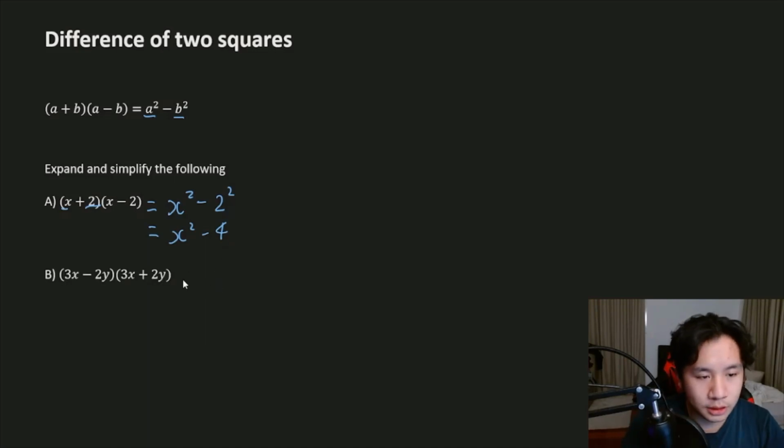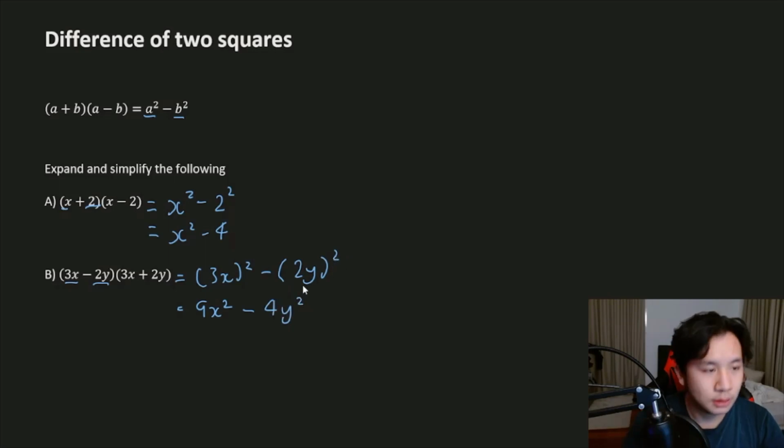All right, so let's go through another question. Here we have 3x minus 2y times 3x plus 2y. To do this, just like the first one, you want to square the first term, which in this case is 3x, so 3x squared. And then we want to put a minus here, and we want to square the second term, which in this case is 2y. Simplifying this, you want to square the 3, which is 9, and square the x, which is x squared. Minus, square the 2, which is 4, and then square the y, which is y squared. Okay, simple stuff.